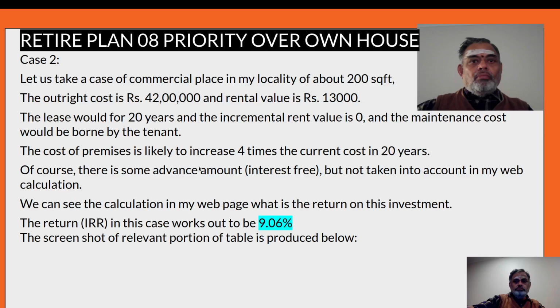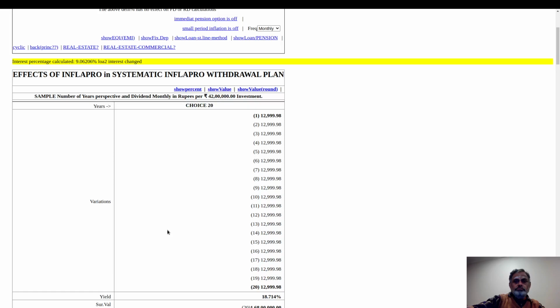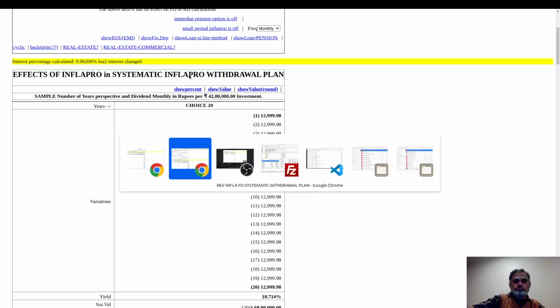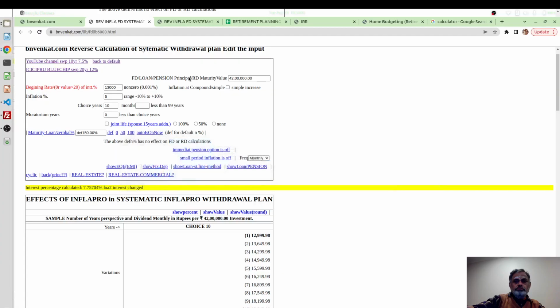The cost of the premises is likely to increase 4 times, or 400% of the current cost, in 20 years. Of course, there is some interest-free advance amount, but it is not taken into account in my web calculation. We can see the calculation in my web page. What is the return on this investment? The IRR in this case worked out to 9.06%. The screenshot is shown here at the bottom. Anyway, we can see the working of this number in my calculation.